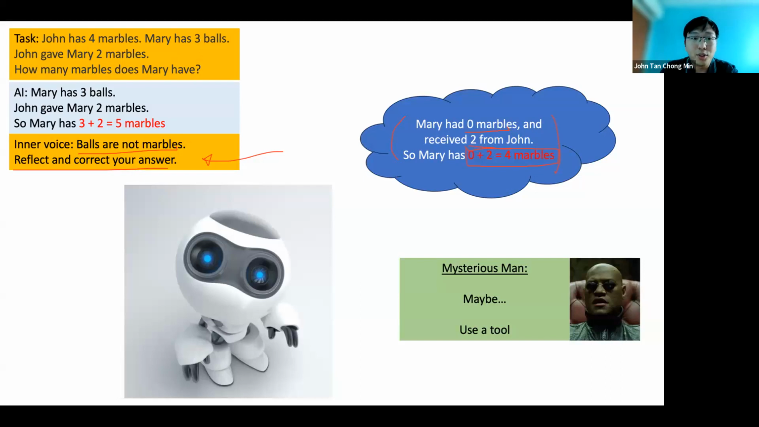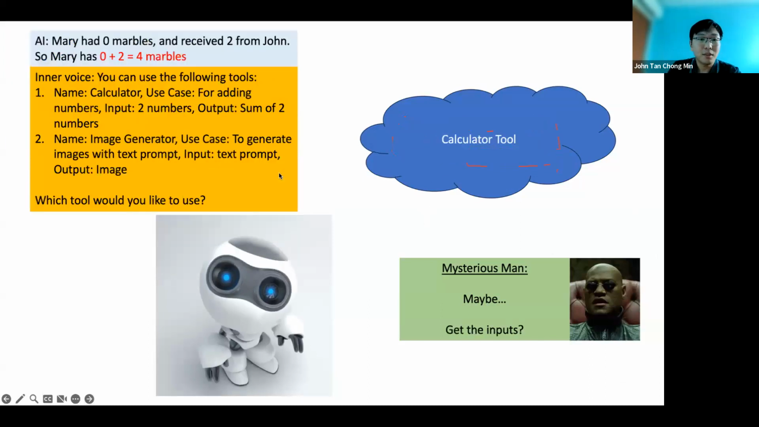Again, our mysterious man here says, maybe we should use some specialized tools. Large language models maybe can't do everything well. Maybe for this kind of calculation, you should use a tool. So how can we use a tool? How can we make this tool use part of the large language model process?